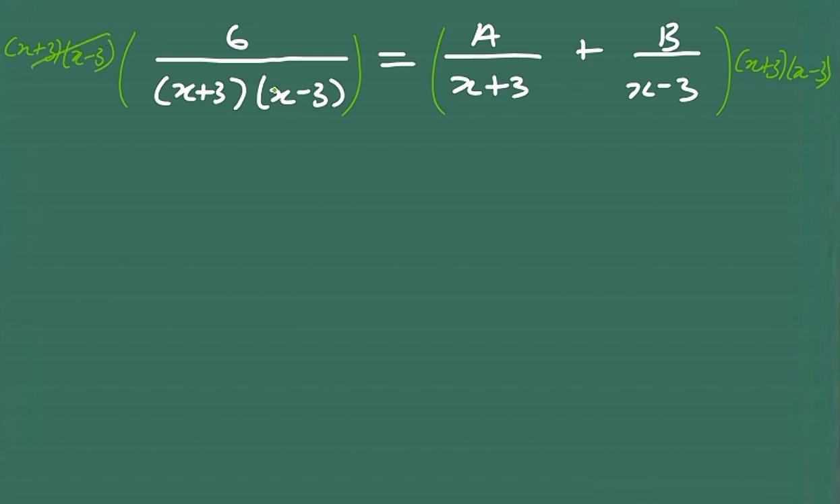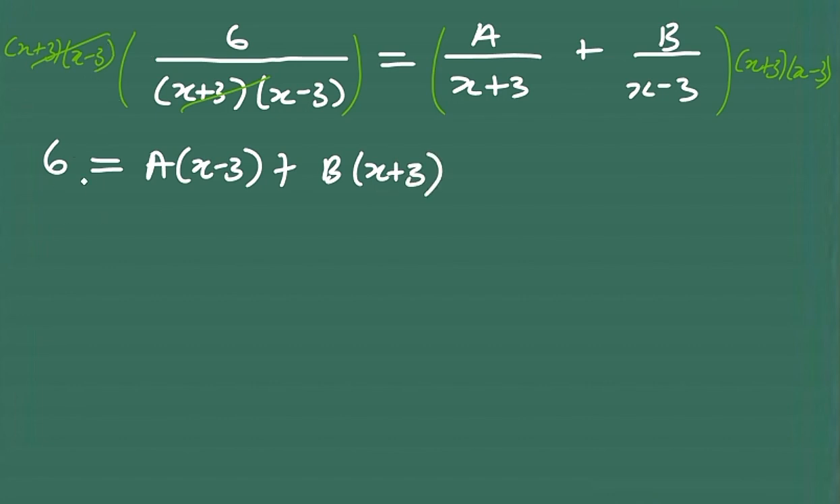First, you notice that this is gone, and on the left hand side we are left with 6. When we take this expression and multiply it by this, we are left with x minus 3 because x plus 3 is gone. So we are going to have A times x minus 3 plus, when you take this denominator and multiply it by the term B, x minus 3 is gone, we are left with x plus 3. So we have B times x plus 3.